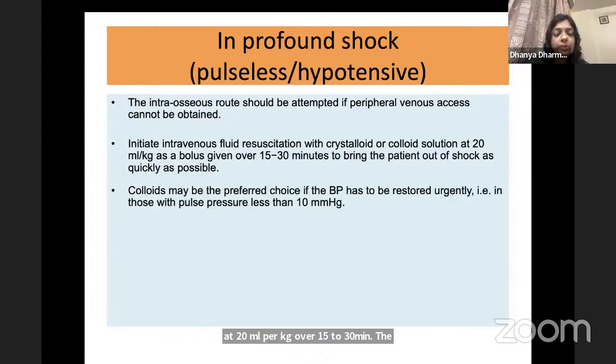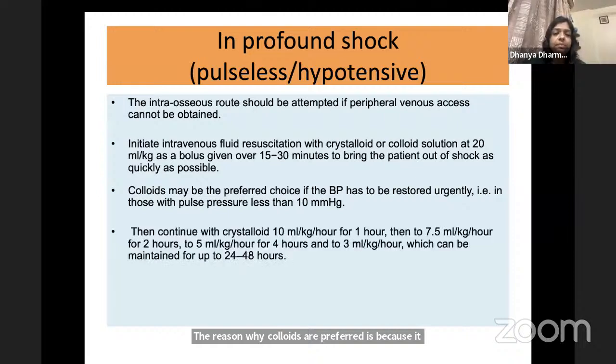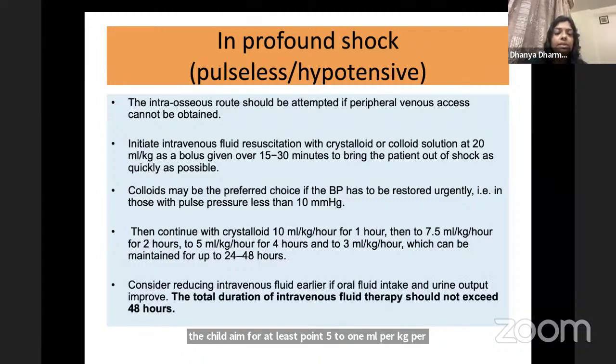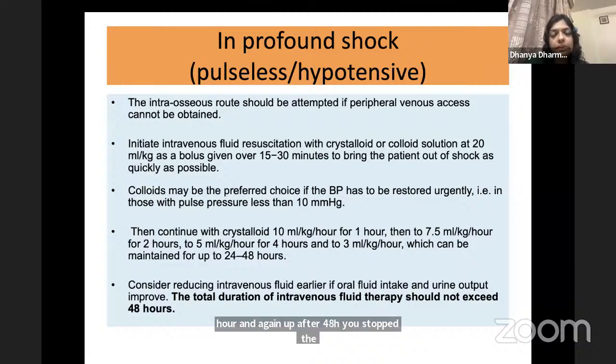The reason colloids are preferred is because they help to urgently restore the blood pressure, especially in those with pulse pressure less than 10. Then you continue the crystalloids and monitor the child. Aim for at least 0.5 to 1 ml per kg per hour. And again, after 48 hours, you stop the IV fluids. So this is the management.